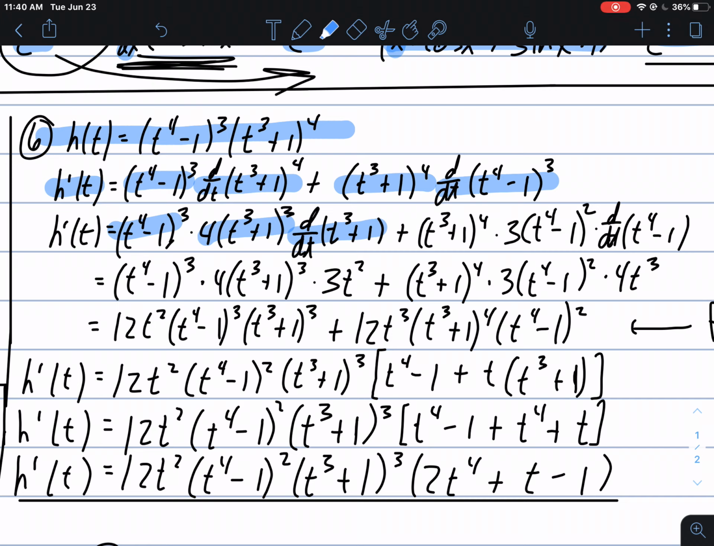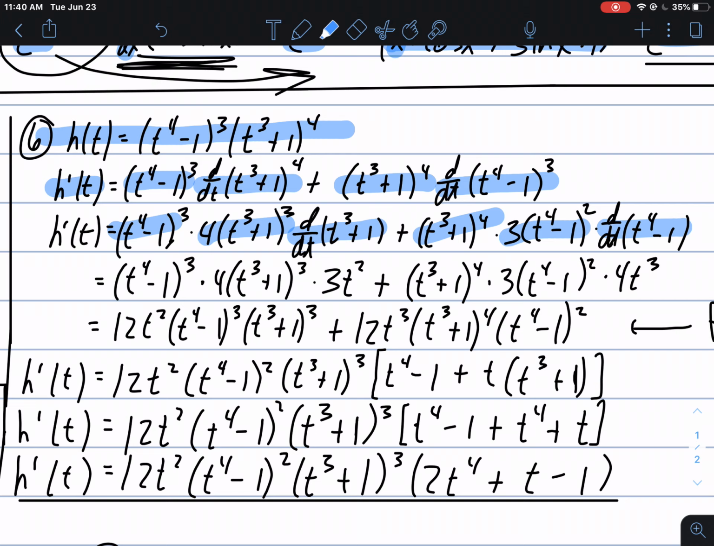So then I move to the second piece. There's the t cubed plus 1 to the fourth. That hasn't changed. Then we have to differentiate t to the fourth minus 1 cubed. Again, that's a power rule. So 3 times t to the fourth minus 1 squared times the derivative of the base. Right? See, there's a pattern. It is a pattern that exists with these different types of functions. You just have to recognize what type of function you're working with and follow the pattern.